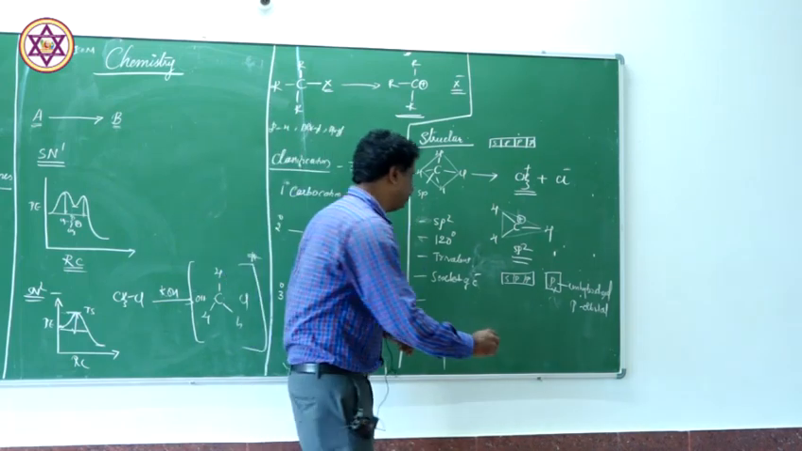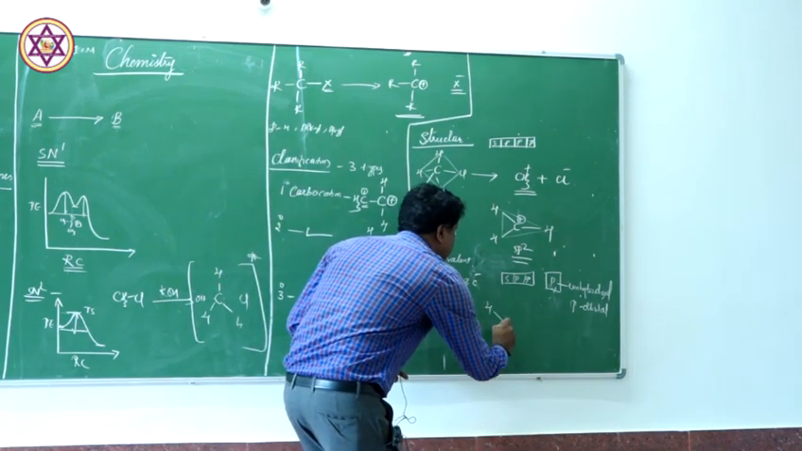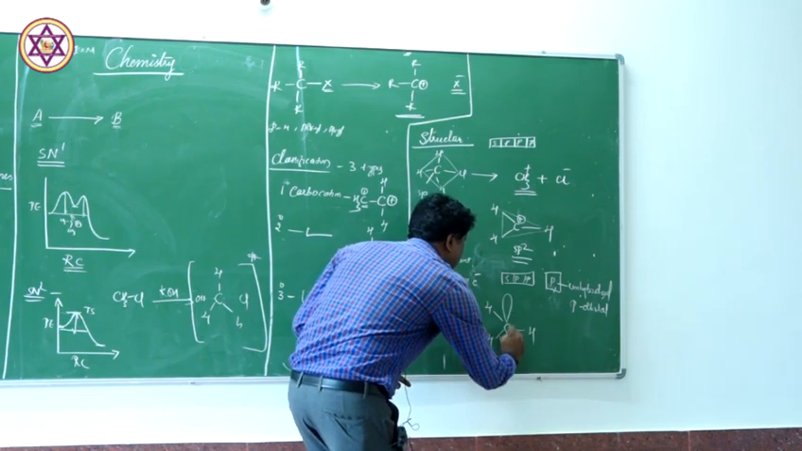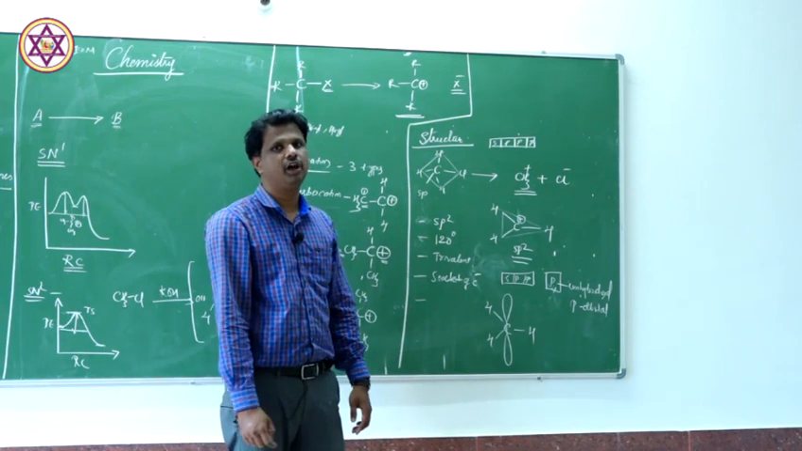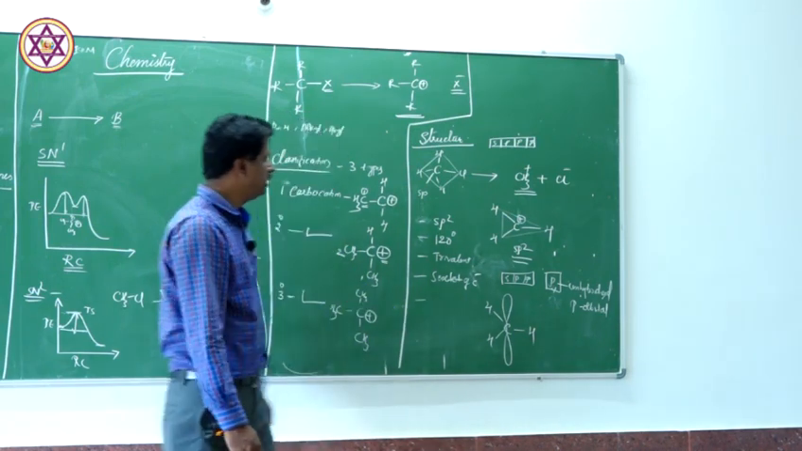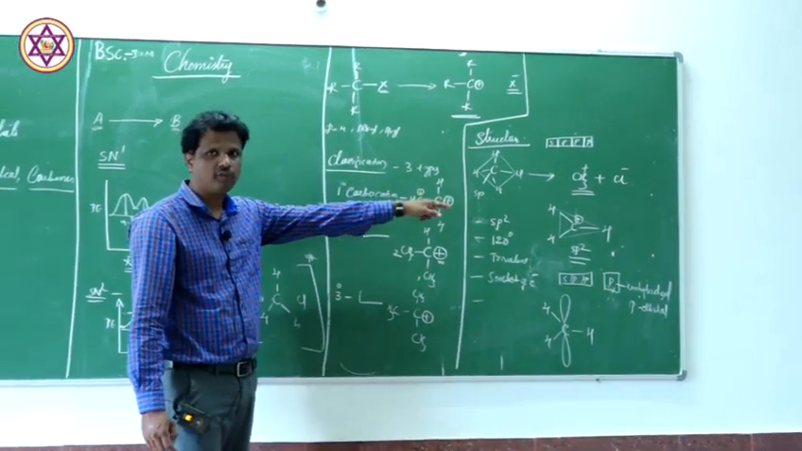I will write the structure of this. See, this is hydrogen here, hydrogen here, hydrogen here. So the unhybridized p orbital will lie perpendicular to the plane of the bonds. So I hope you understood. That is about the structure of the carbocation.